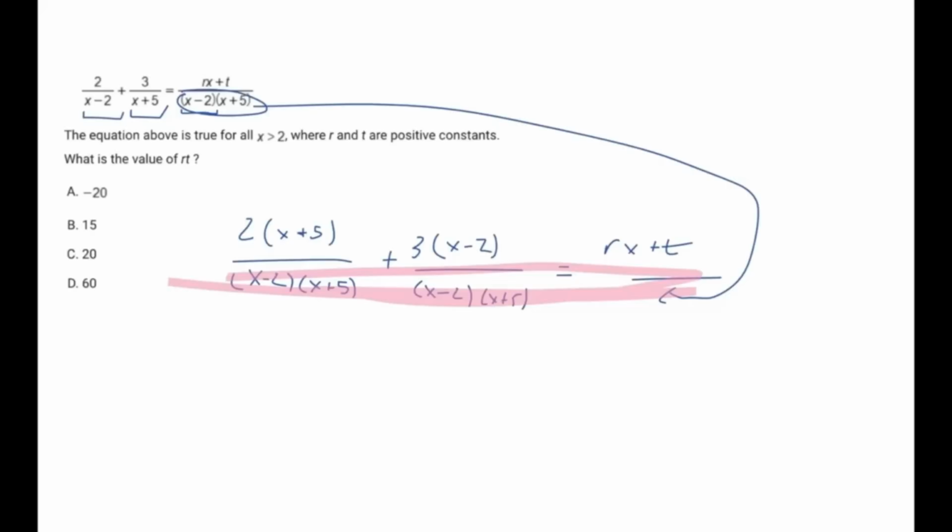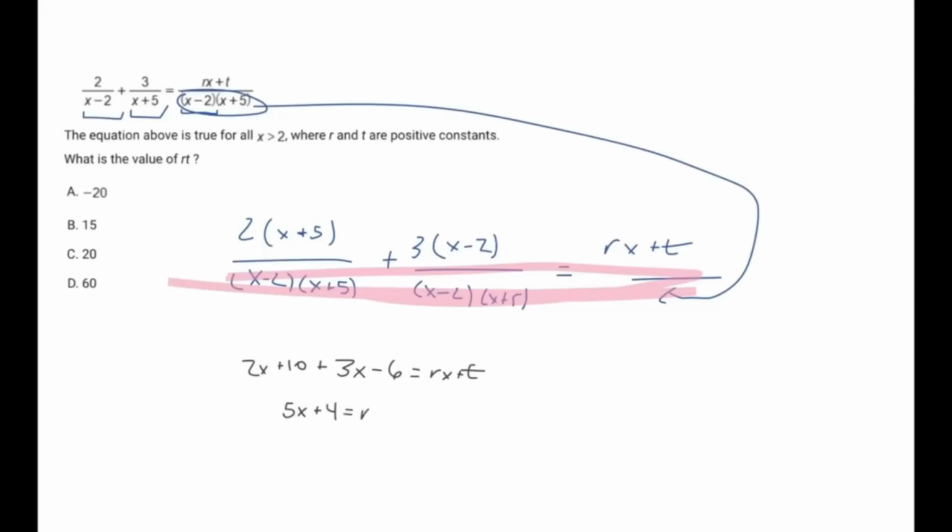So now we want to distribute this out. So 2 times x is 2x, and then 2 times 5 is 10, and then we add 3 times x, so 3x, and then 3 times negative 2 is negative 6, equals Rx plus t. And this simplifies further, and it's actually kind of cool what happens. So we have 2x plus 3x, we're just combining like terms, and then 10 minus 6 is plus 4.